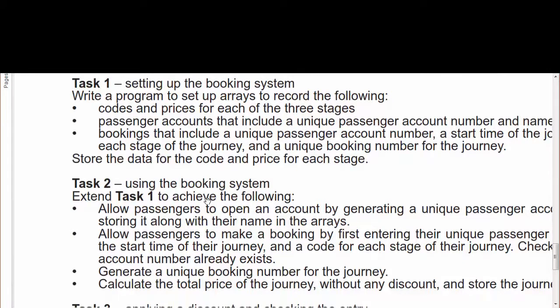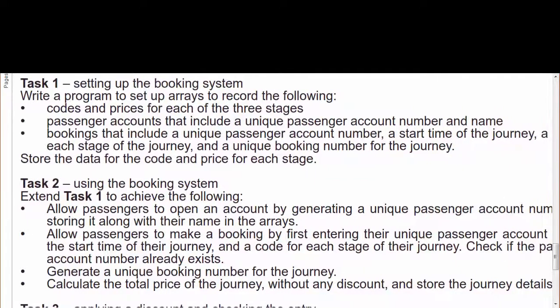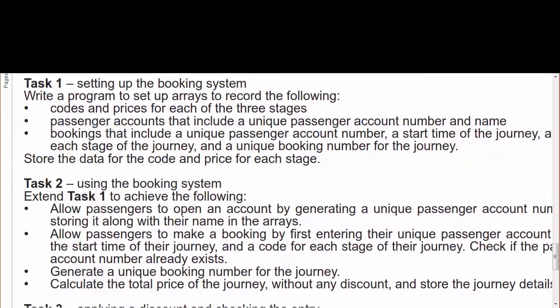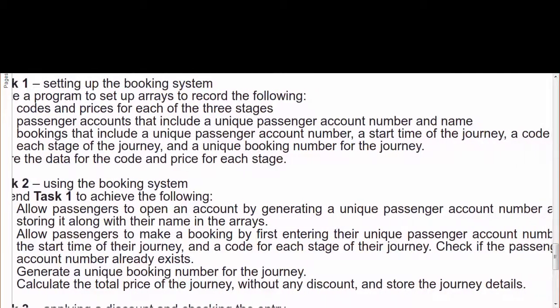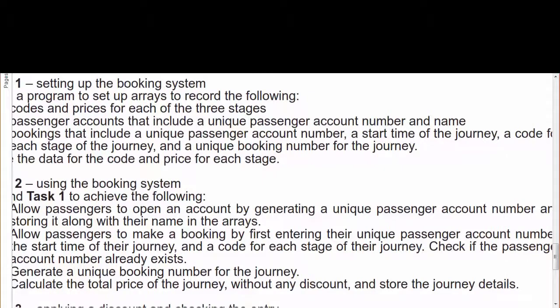It is said that using the booking system means extend task 1 to achieve the following. It means we have to continue task 1, but we have to do some amendments. And what are the amendments? Number 1 is allow passengers to open an account by generating a unique passenger account number and storing it along with their name in the arrays. Point number 2 is allow passengers to make a booking by first entering their unique passenger account number, the start time of their journey, and a code for each stage of their journey.